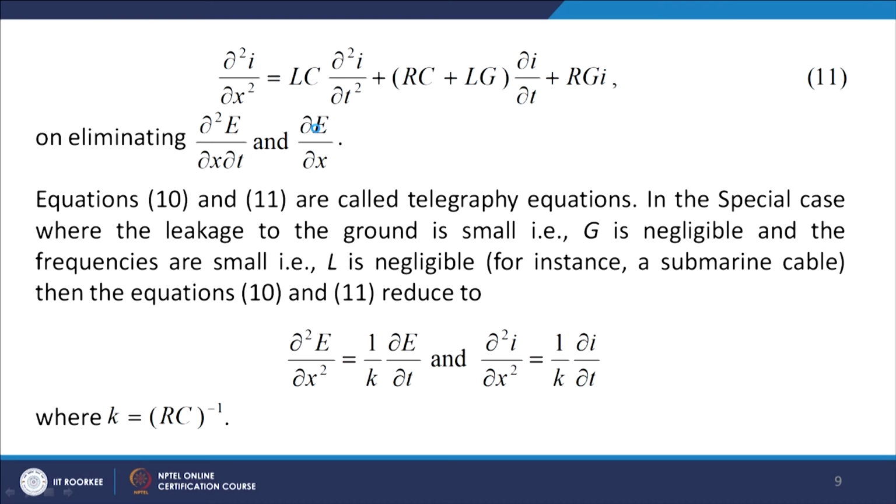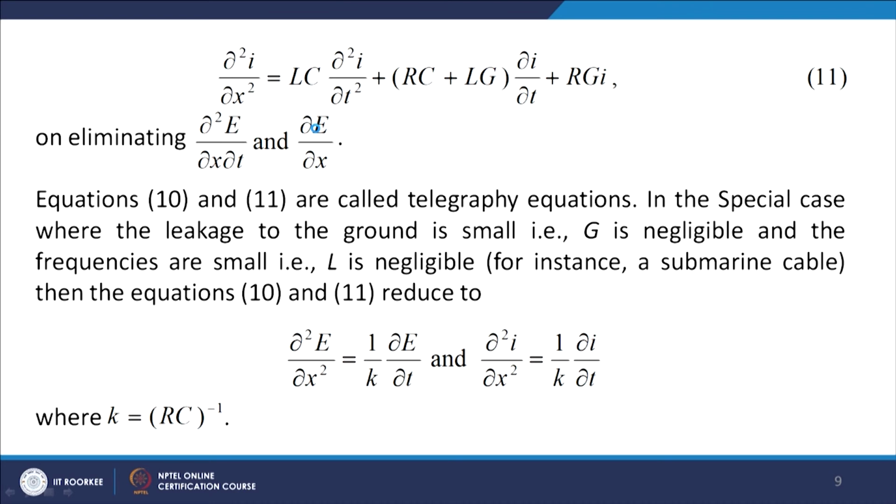Now, the equation 10 and the equation 11 are called the telegraphy equations. In the special case where the leakage to the ground is small, that is G is negligible, and the frequencies are small, that is L is negligible, for instance in the case of a submarine cable, then the equations 10 and 11 simplify.